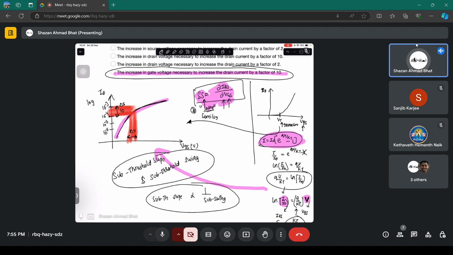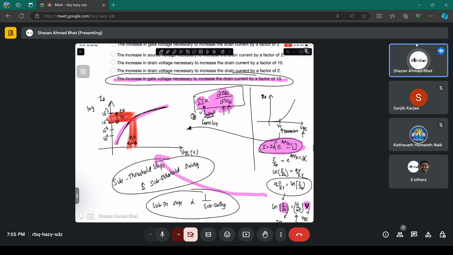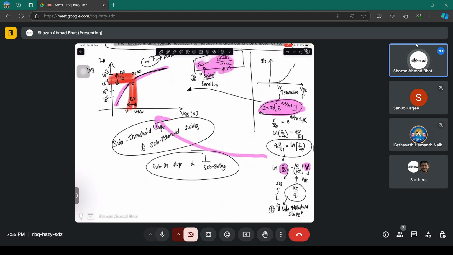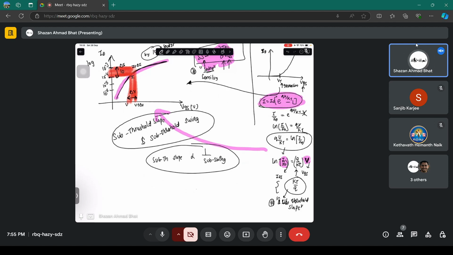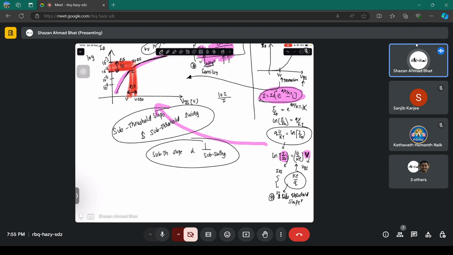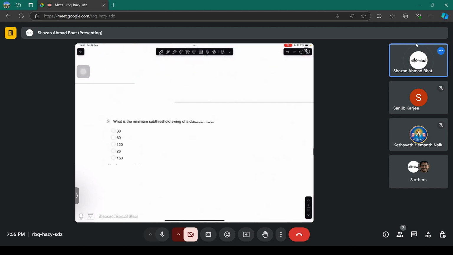So subthreshold swing is the increase in gate voltage from V to V plus delta V necessary to increase the drain current from, let's say, I to I plus delta I, by a factor of 10. And this factor of 10 comes from solving these equations. If you put 10 I divided by I naught equals e to the power qV divided by kT, you will get the definition of subthreshold swing. That is the overall fundamental concept of it.